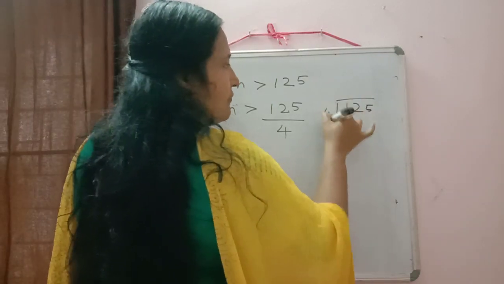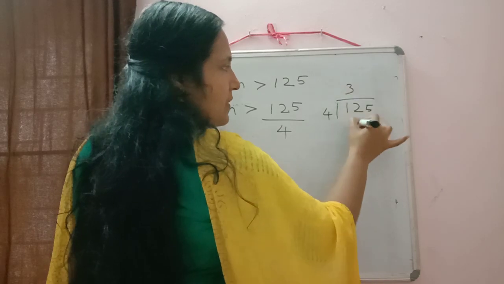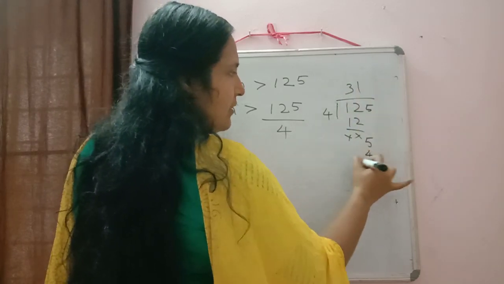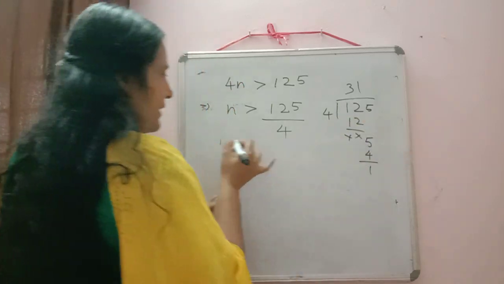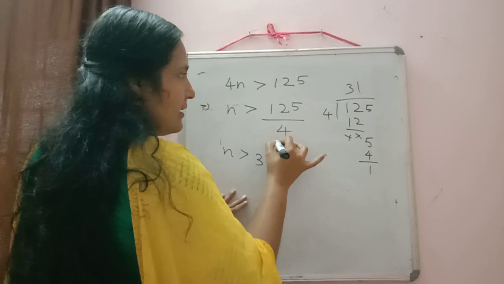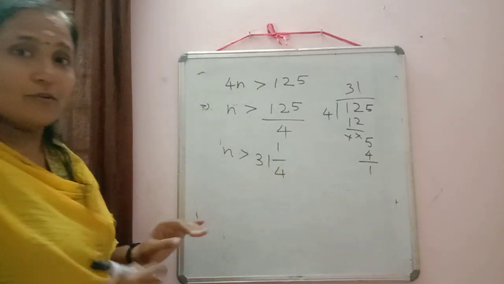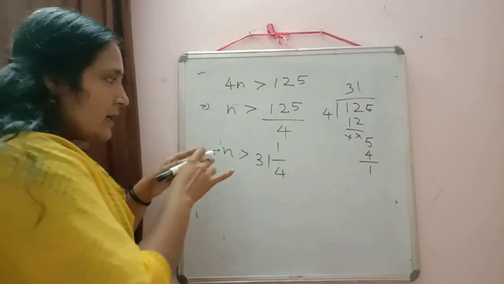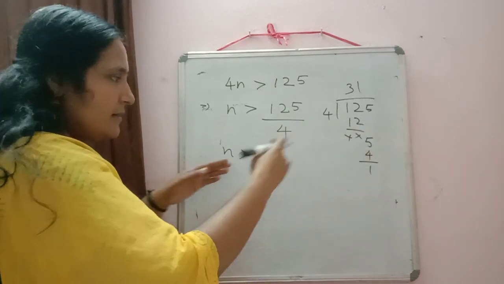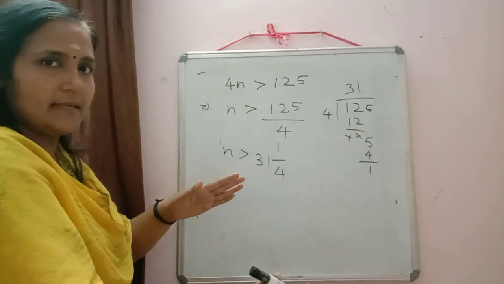125 by 4. 4 3s are 12. It will get cancelled. 5. 4 1s are 4. So how we are writing in mixed fraction? n is greater than 31 1 by 4. So what is the meaning? n is greater than 31 point something. Greater than 31 point something.